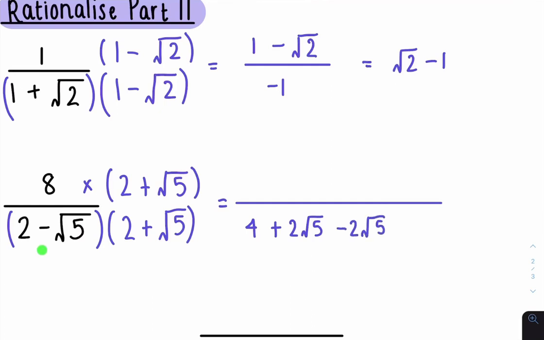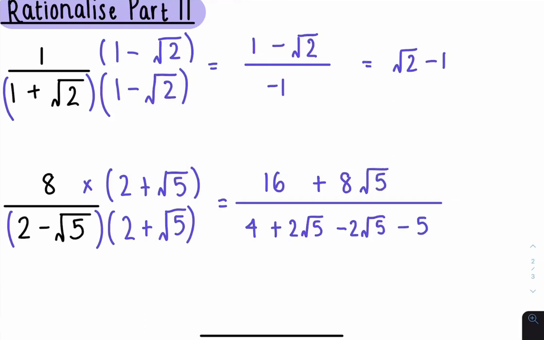And then minus root 5 multiplied by plus root 5. Remember, when you multiply the same surd together, you just get the number on the inside. And we have a minus sign here, so it's just going to be minus 5. And on the numerator, we do 8 times 2, 16. And then 8 times root 5, which is plus 8 root 5.